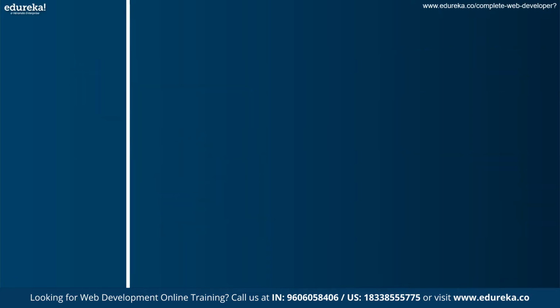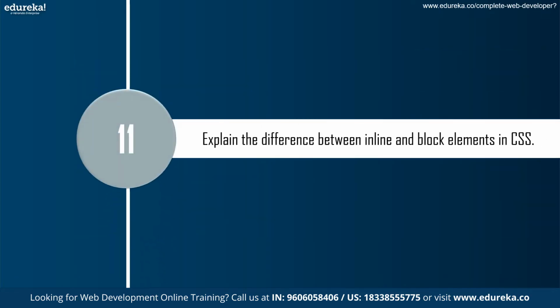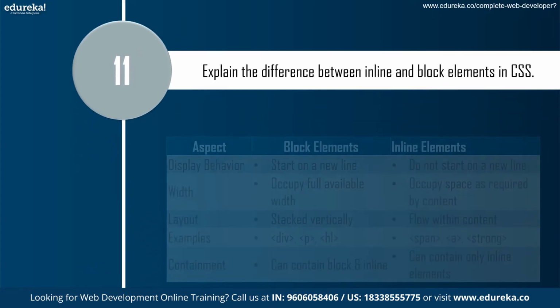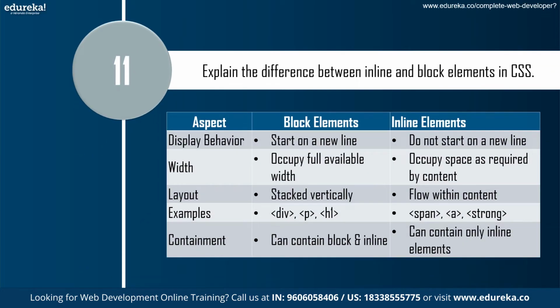Now, moving on to the 11th question, explain the difference between inline and block elements in CSS. Block elements start on a new line and stretch to use all the available horizontal space, and they stack on top of each other vertically and can contain both block and inline elements, creating separate blocks on a web page. Examples include paragraphs, headings, and divisions.